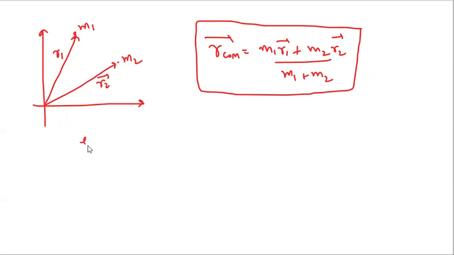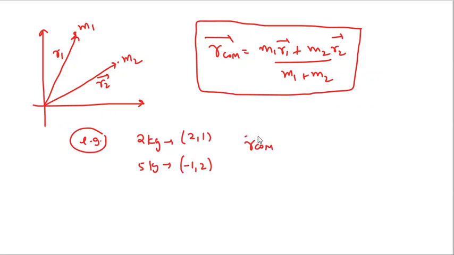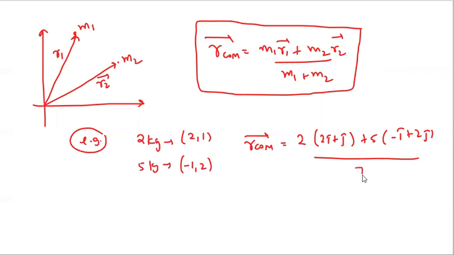Now let us take an example of this. Suppose I say that 2 kilogram mass is located at (2, 1) and 5 kilogram mass is located at (-1, 2). So where will be the center of mass? So the position of center of mass will be given by: the first mass is 2 and the position vector is 2 i cap + j cap, because (2, 1). Second mass is 5 and the position coordinate will be -i cap + 2 j cap, because (-1, 2). And total mass will be 2 + 5 = 7. So this is how you have to calculate center of mass when the masses are point masses.